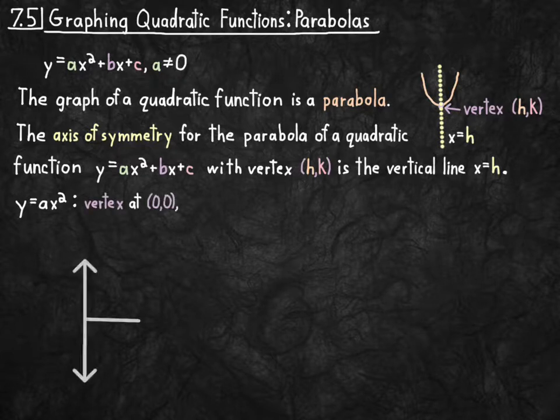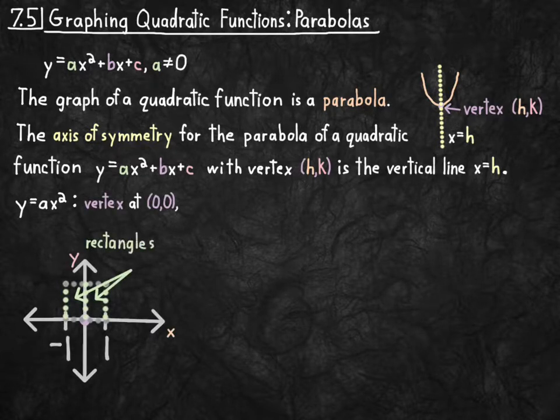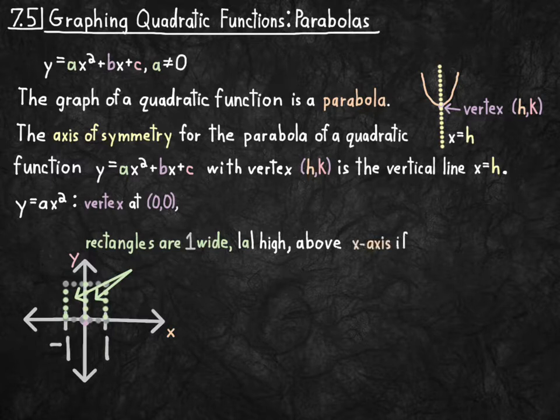So first we'll start with y equals ax squared. This is just a little simpler. The b and the c are 0. And the vertex of this parabola will be at the origin, 0, 0.